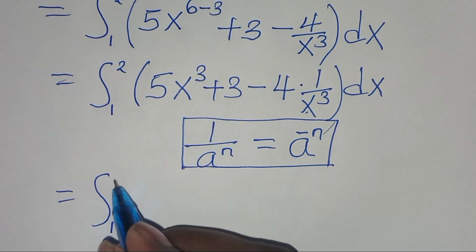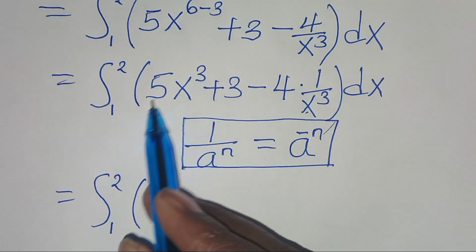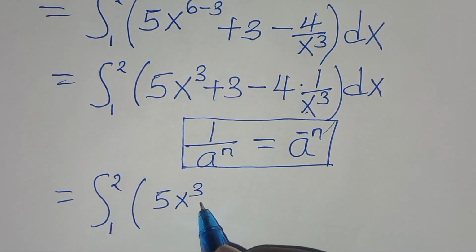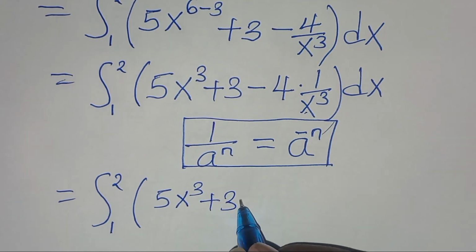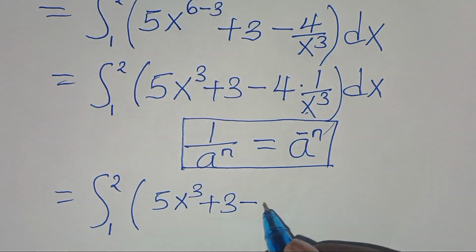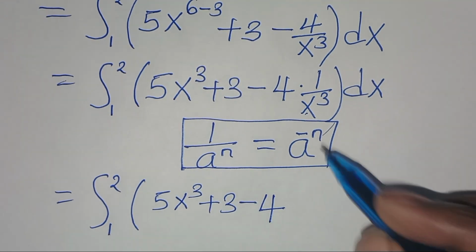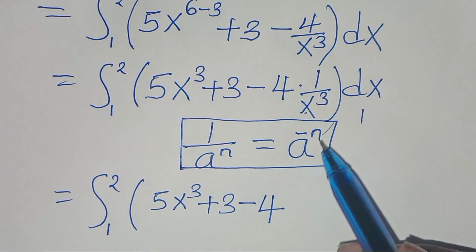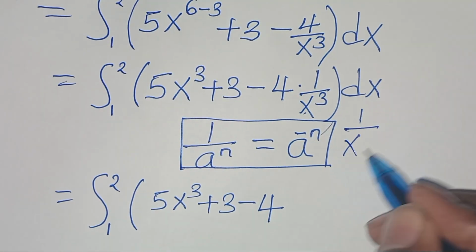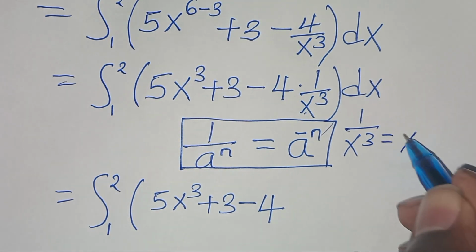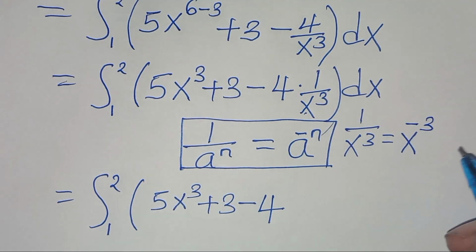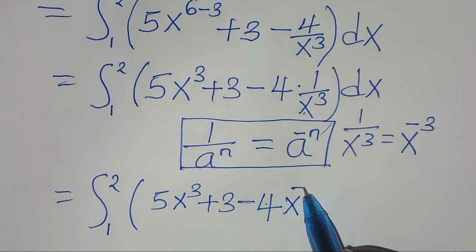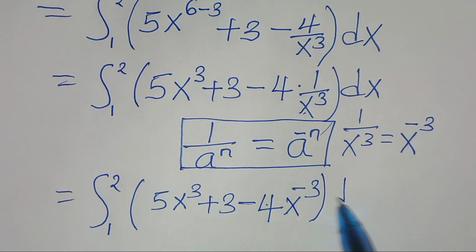Applying this property, then here we have the integral, remember from the limit 1 to 2, 5x^3 plus 3 minus 4. Here we have 1 over x^3, which is in this form, so we can express this as x to the power minus 3. So we have minus 4x^(-3) dx.